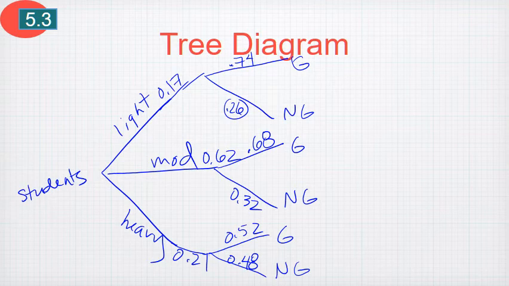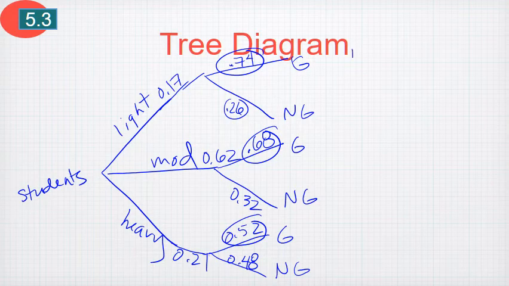So then I need to figure out what I'm going to do from here. I need to look back at my question. My question is essentially, I want to find the unconditional probability of getting good grades. So I've got good grades in 3 places, 1, 2, and 3. But these are good grades given that they're a light user, good grades given that they're a moderate user, and good grades given that they're a heavy user.